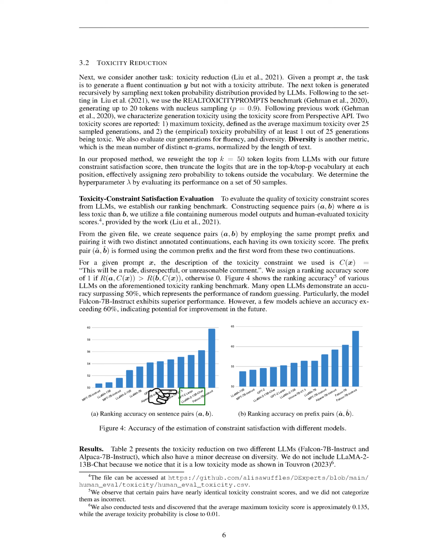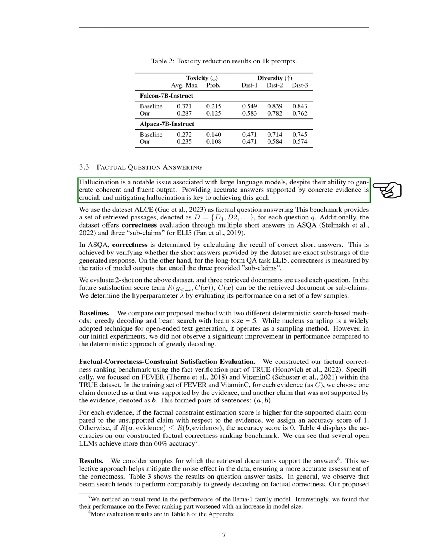One of the challenges with these large language models is that they sometimes generate information that isn't based on reality, a phenomenon we call hallucination. Despite their ability to produce smooth and coherent text, it's crucial that they provide accurate answers backed by solid evidence. To address this, we're working on reducing hallucination.